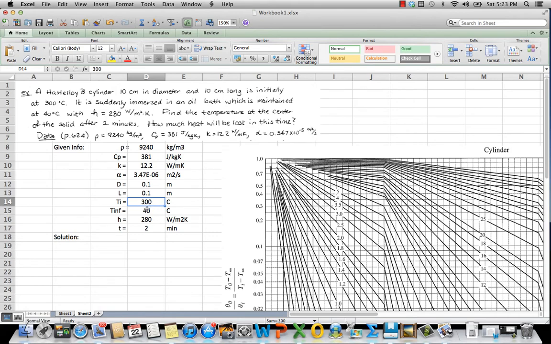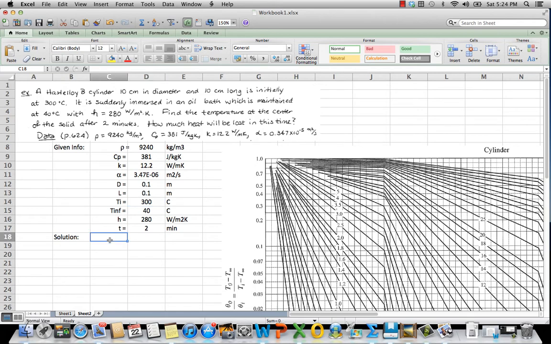But if we go through and do this, the given information: it's initially at 300 C, it's immersed in something at 40, with an h value of 280, and we want to know what's the temperature at the center of the solid when t is 2 minutes. And we're also going to want to find out what the heat loss is.